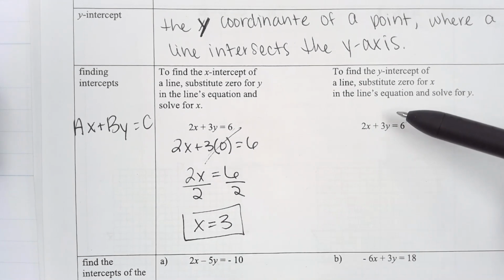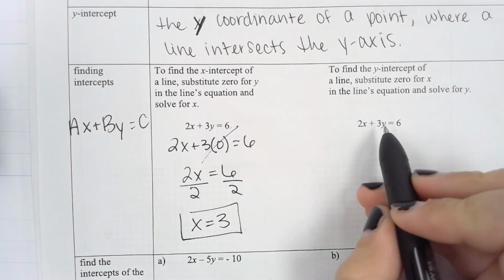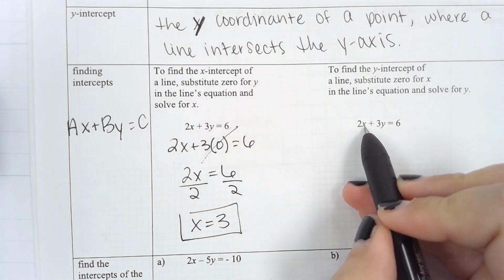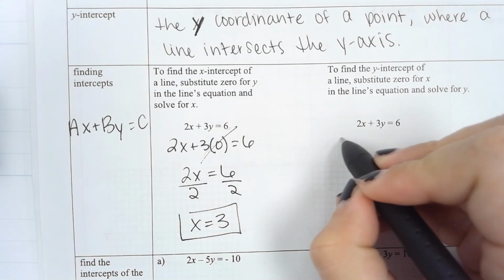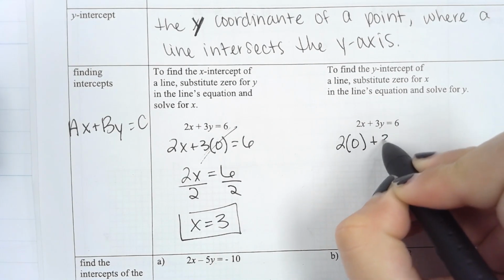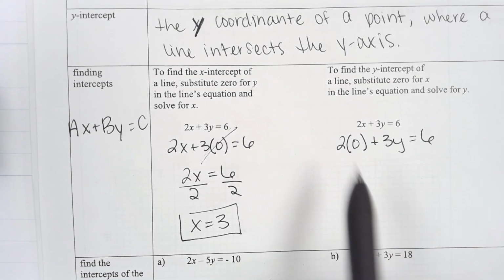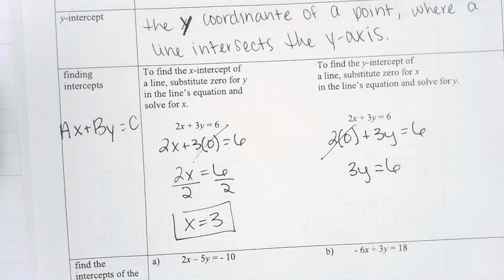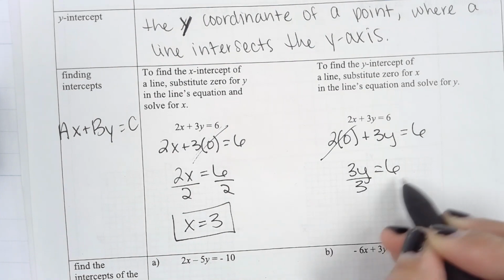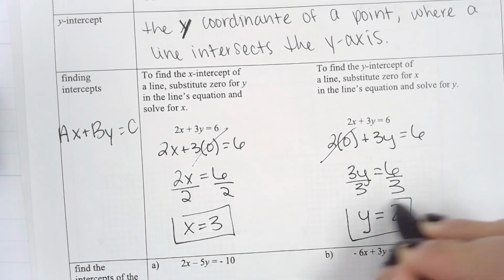And then same thing, if I want to figure out what my y-intercept is, I can do the opposite. I need to get y by itself, which means I should plug in 0 for x and then solve it like a basic equation. So I'm going to plug in 0 for x here. Once again, 0 times anything is just 0, so this will cancel out, and I'll be left with 3y equals 6. Our last step to get y by itself is to divide by 3 on both sides, and we should get y equals 2.